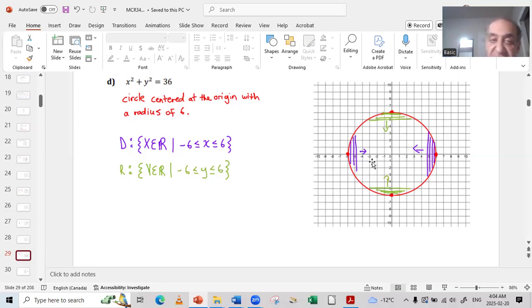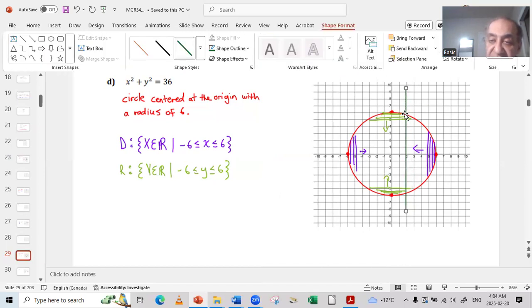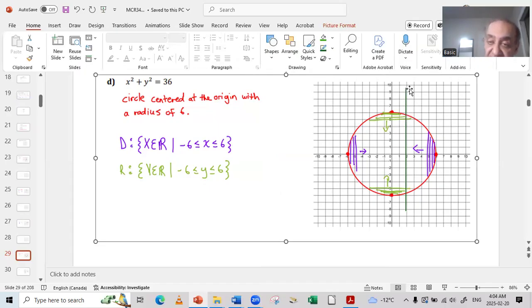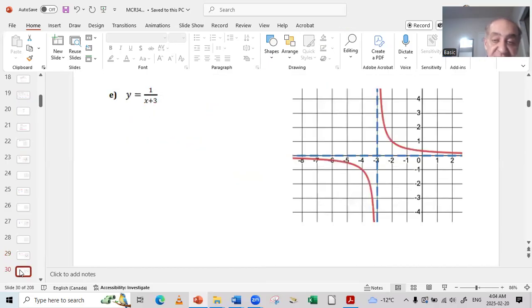But actually, this is not a function, because if we drop a vertical line anywhere here, it will cut into 2. It will intercept in 2 points. And the function intercepts in 1 point only. With a function, the vertical line which we draw must cut only 1 point to be a function. But those are 2 points, so this is not a function.